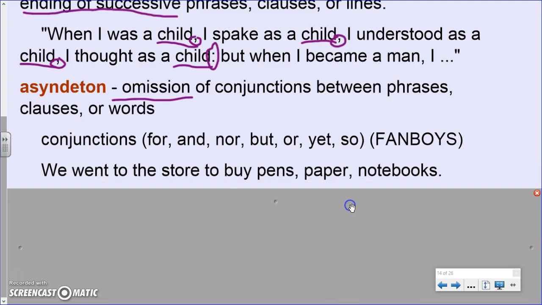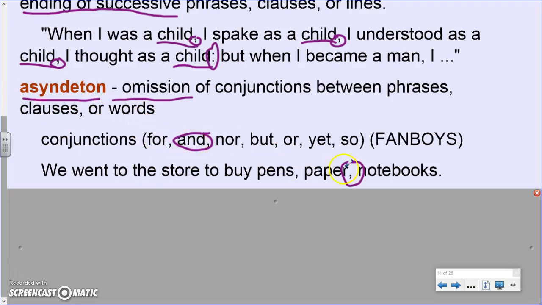Now, a sentence that uses asyndeton doesn't have those conjunctions. So you're looking at it in a weird way. We went to the store to buy pens, paper, notebooks. Usually, in between the paper and the notebooks, you would see the word "and," but you don't see it. And since you don't see it, it is an example of asyndeton.